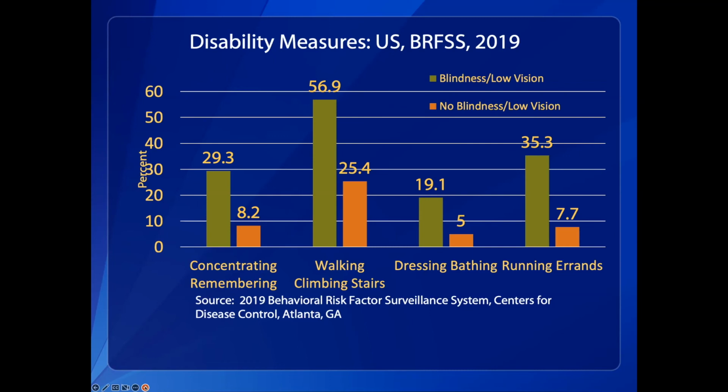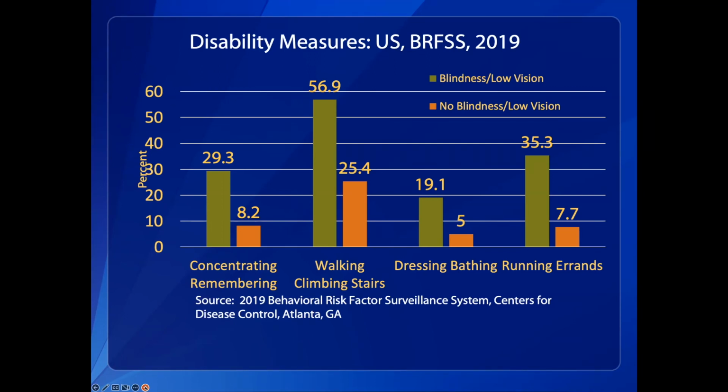Now, I think nobody's looked at this before. And we've got now, this is the state level. I think this is a very powerful argument about what vision rehabilitation does. If people with vision impairment are reporting difficulty walking, climbing steps, it could be, I'm not asserting that, but it's likely that they haven't had mobility skills. So if they've had mobility training, you could push that down. Dressing, bathing, those ADLs, that's one of the things vision rehab does.